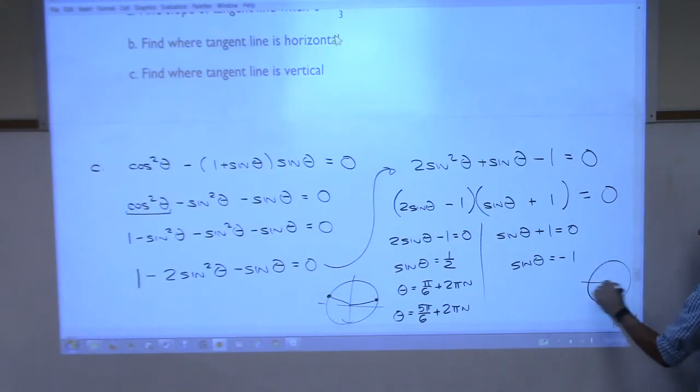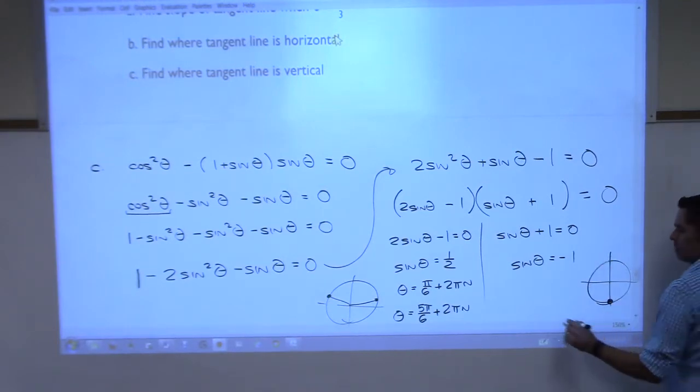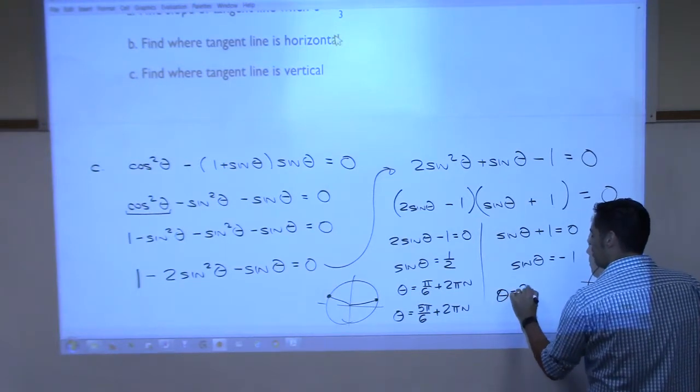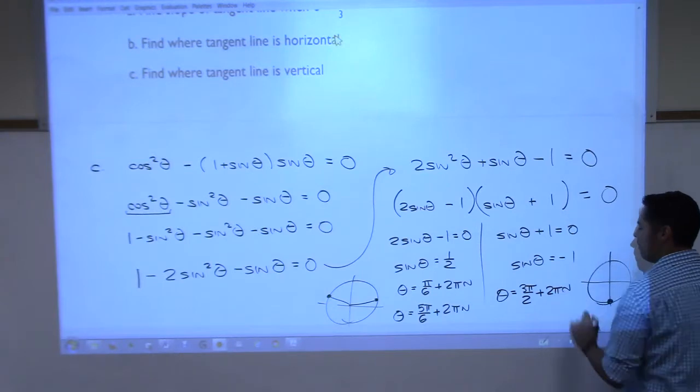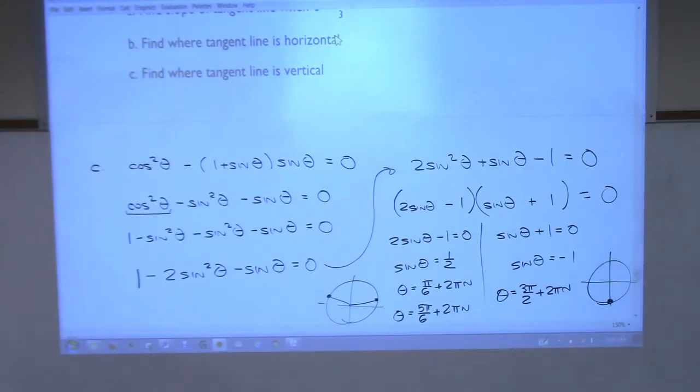Sine is -1. That's just here. It's the only place it's -1. So 3 pi over 2 plus 2 pi n. I hope that this whole thing kind of rings a bell. I know it's been a while since you've done solving trigonometric equations. Now we know why we do this, getting general solutions.